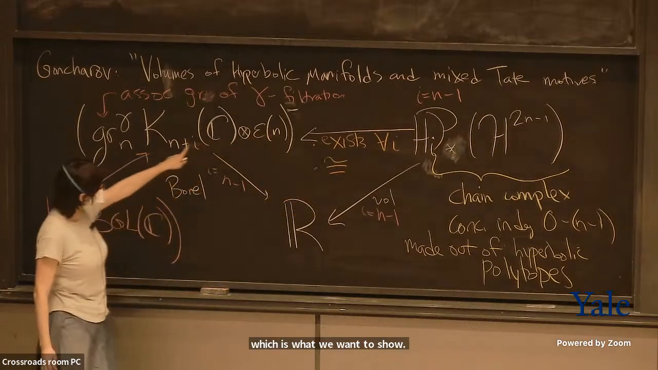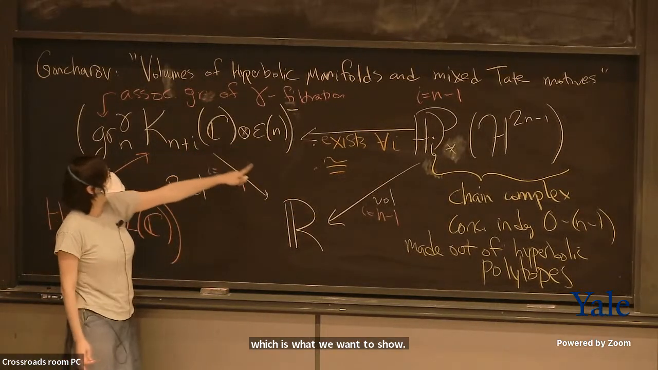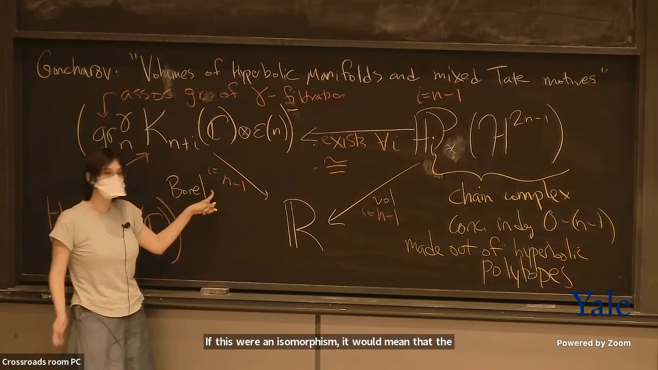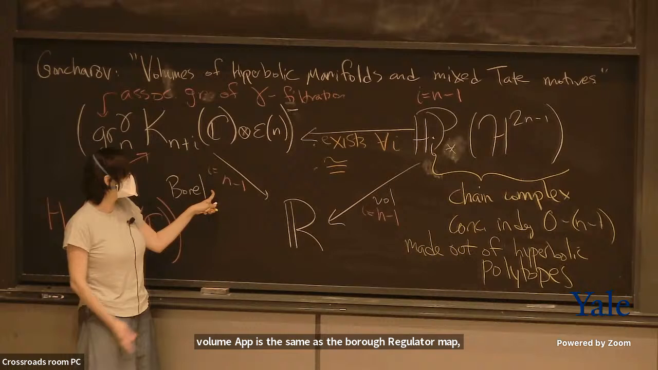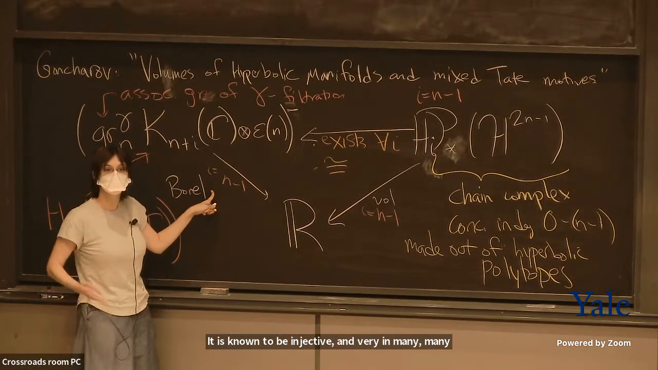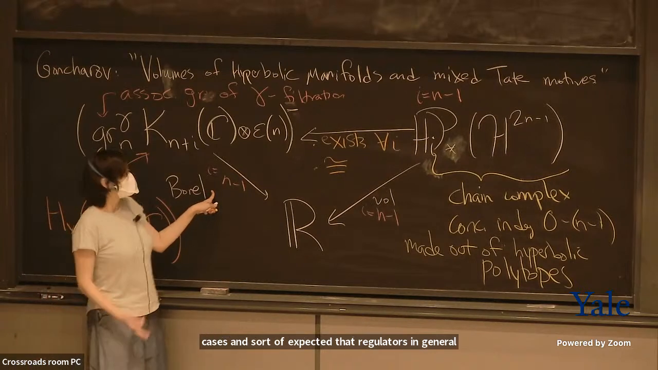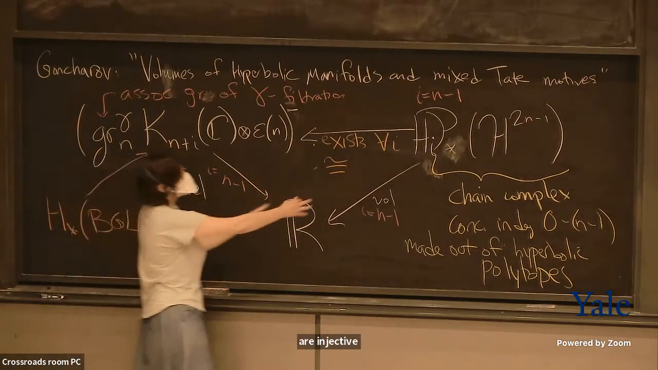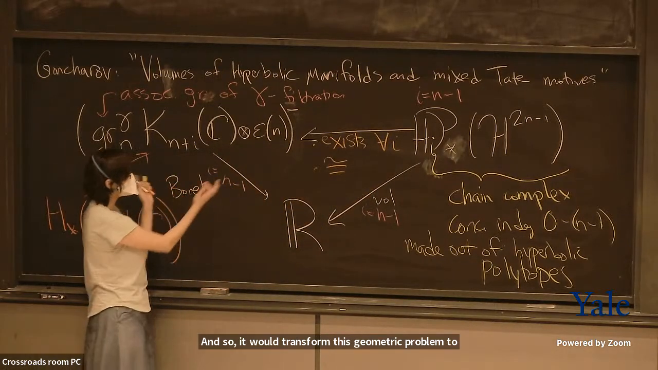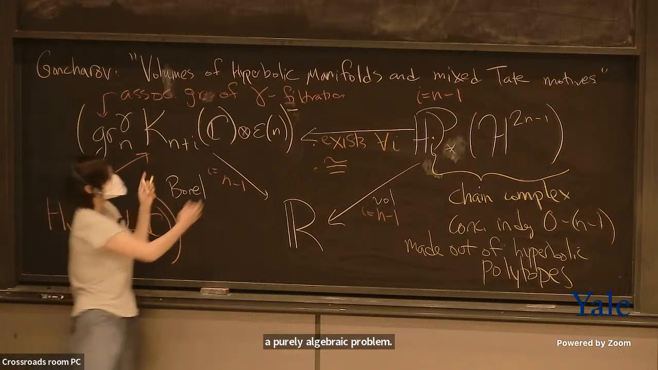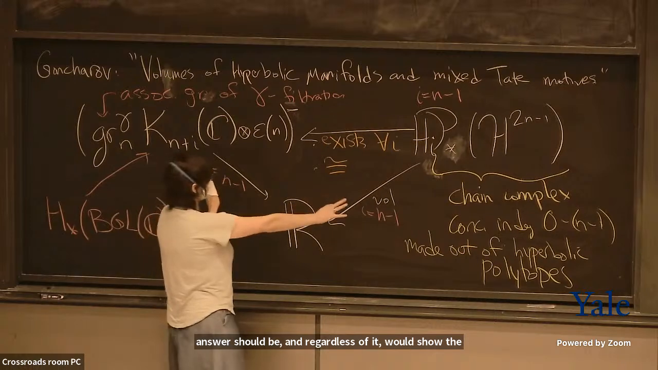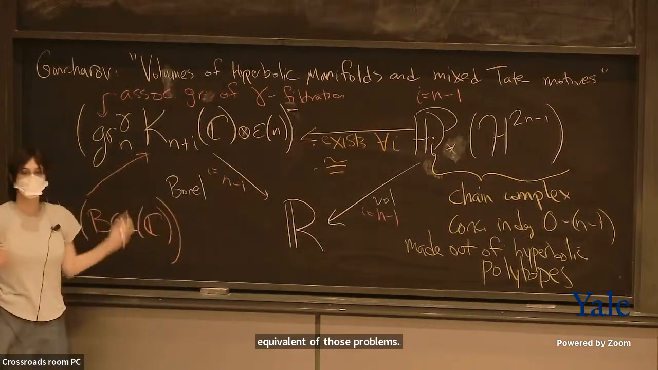If this were an isomorphism, it would mean that the volume map is the same as the Borel regulator map. And while the Borel regulator is not known to be injective, it is known to be injective in many, many cases, and it is sort of expected that regulators in general are injective. And so it would transform this geometric problem into a purely algebraic problem where we have an expectation of what the answer should be. And regardless, it would show the equivalence of those problems. So this set of conjectures is interesting on both sides.